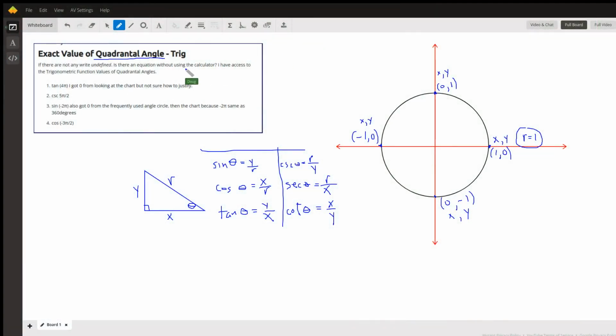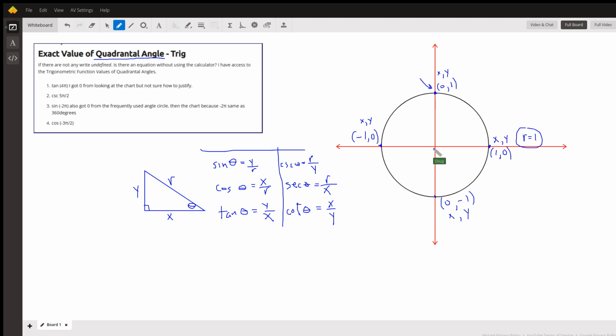Here's one way to think about how to find the trig values for quadrantal angles. A quadrantal angle is an angle that has a terminal side on one of these red rays. So if you think of the unit circle and then label these points where the red rays intersect the unit circle, those are the x and y coordinates of a point on the terminal side.